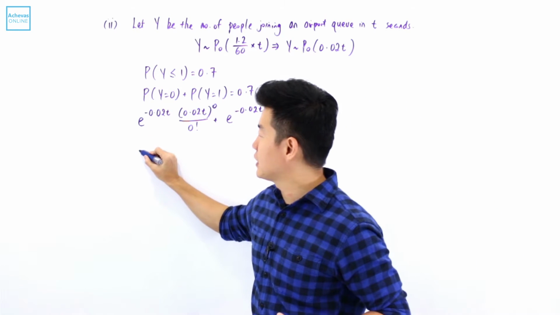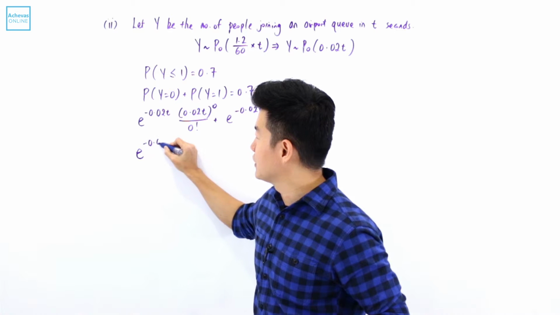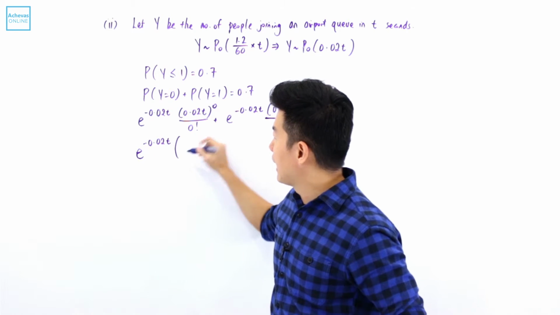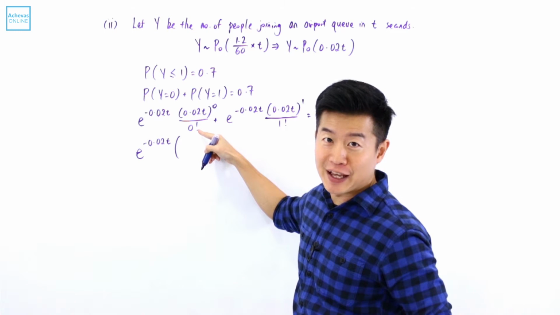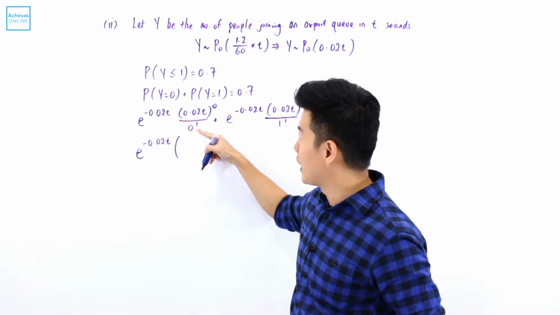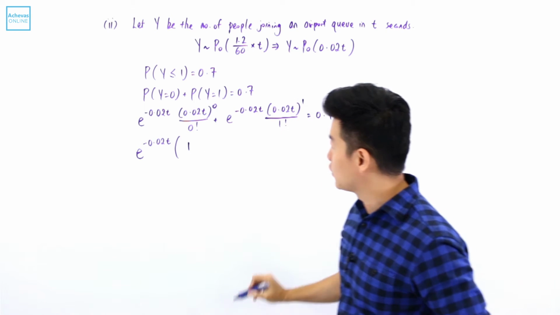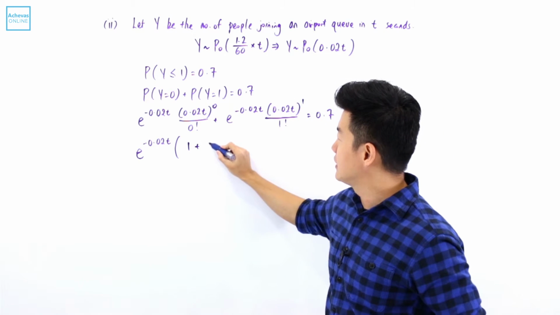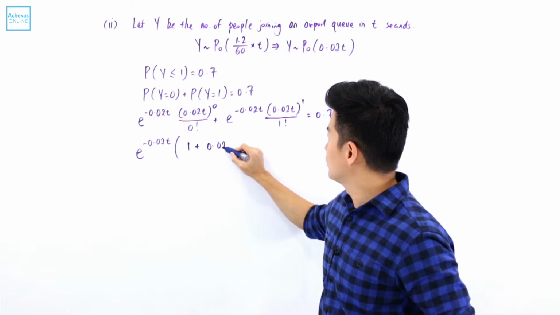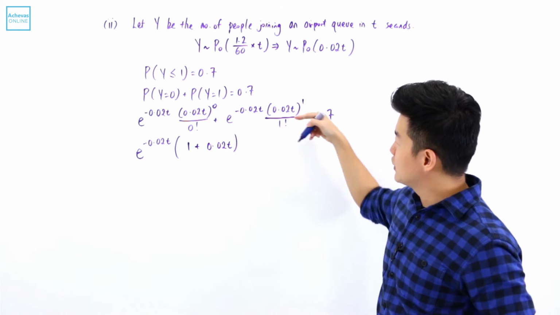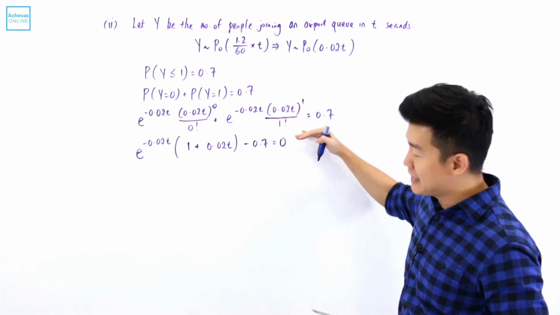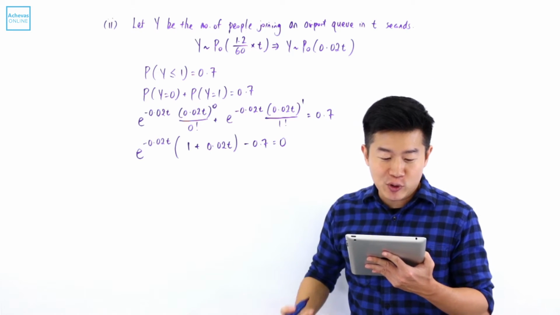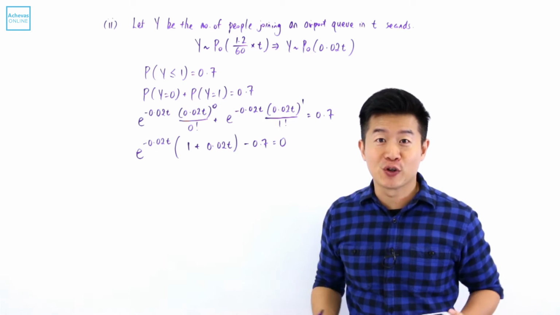I'm going to factorize out this e to the power of minus 0.02t, and this is going to be... 0.02t to the power of 0 is 1, and let's not forget that 0 factorial is also 1. So 1 divided by 1 is 1, plus 0.02t. And I'm going to bring this over to the left hand side, so minus 0.7 is equal to 0, and this is going to be the equation that I'm going to present as the equation for t.